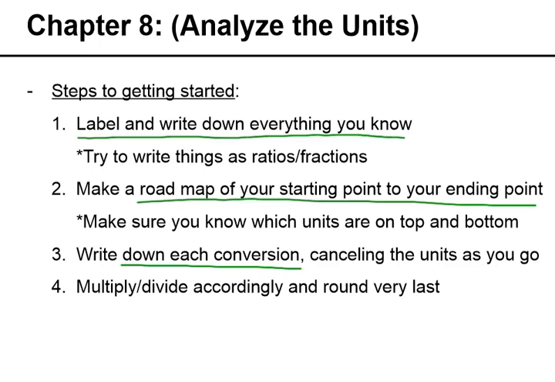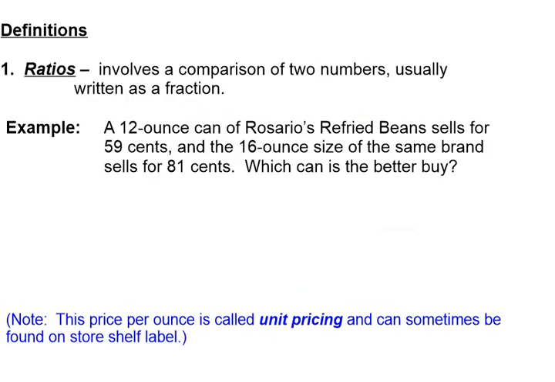So let's first talk about what a ratio is. A ratio involves a comparison of two numbers written as a fraction. Okay, so if I'm talking about 60 miles per hour, we actually write it like this: 60 miles per 1 hour. That's what we usually write. Okay, let's talk about an example of how this is useful.